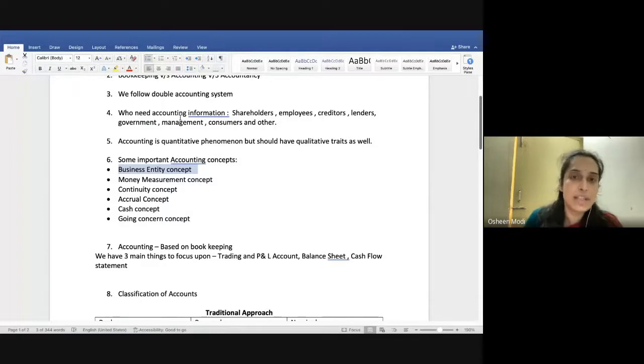Third is continuity concept. I just have a question to ask. Does anyone start a business with the thought that I will close it tomorrow, or after 1 year I'll shut my business? Nobody does that. So everything which you are putting forward in the form of accounting data, you are thinking that it will live for a longer period of time.